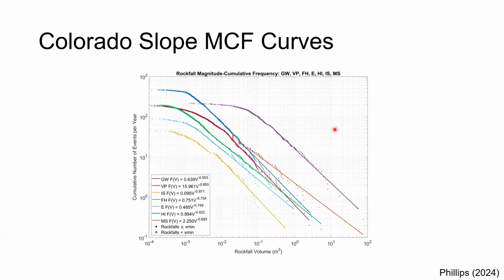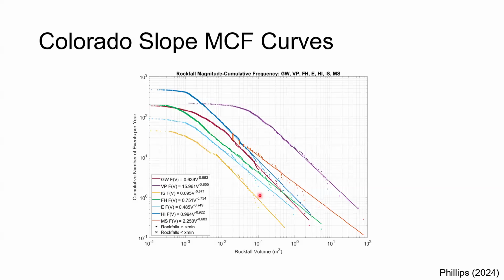So when we plot up the data for our data set in Colorado, we can see that we have some variability between our slopes. These are the 7 slopes that I highlighted before. Comparing, for example, at a volume of 10 to the negative 1, so 0.1 cubic meters, which, if you're thinking about a cube, is a little less than a couple of feet to a side, and looking at the frequency at different sites, we can see these are varying by over 2 orders of magnitude. That's quite a lot of variability in terms of overall rockfall.